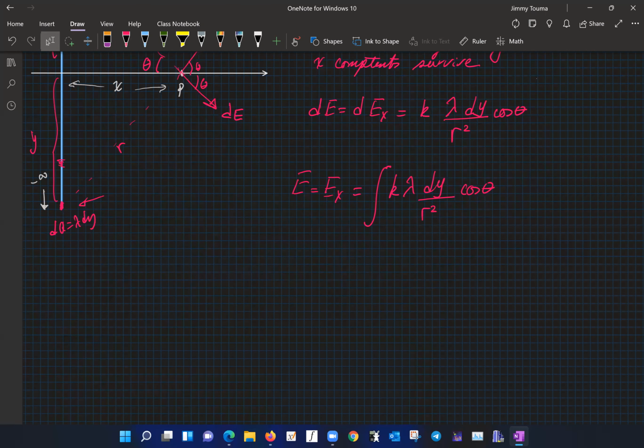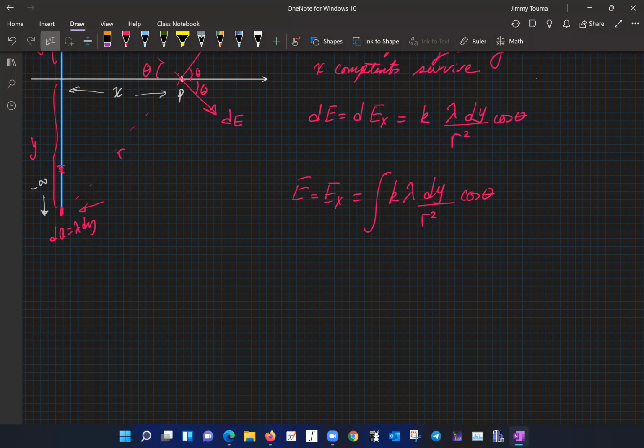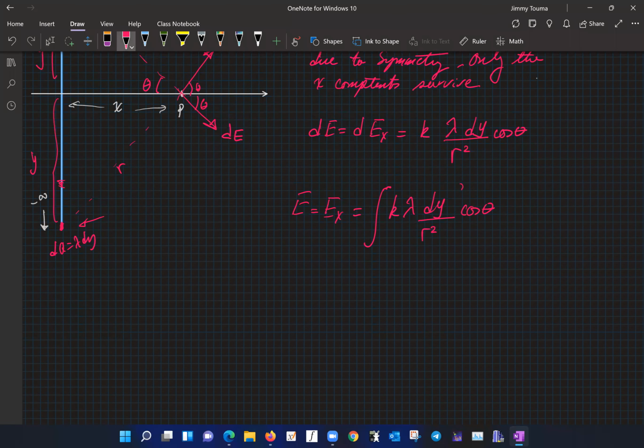So now we have two options. We can put them all in, say, variable y, so change all the variables to y, or change all the variables to theta. Either way, things will work out. Okay, let's do the y integral.